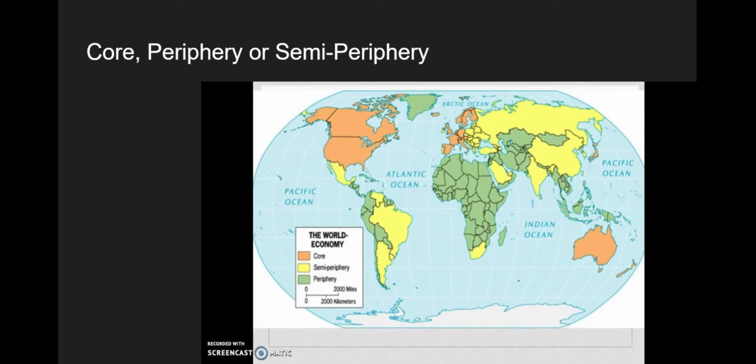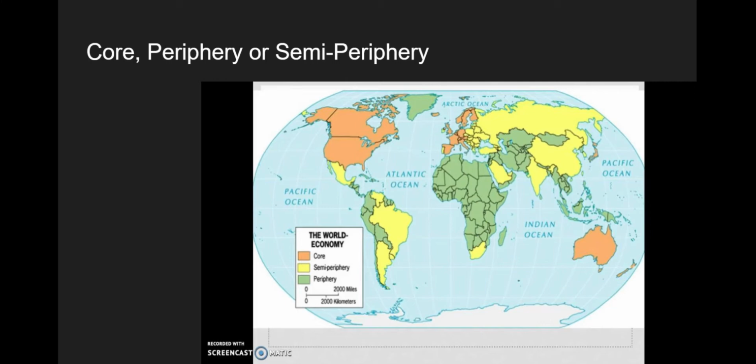The semi-periphery, you see, are in yellow. So a lot of the BRICS countries, Brazil, Russia, India, China, and South Africa, as well as regions of South America and Eastern Europe and Southwest Asia or the Middle East and South Asia. And then the periphery would be most of Sub-Saharan Africa, Southeast Asia, South Asia, and parts of Central Asia and Central America as well.